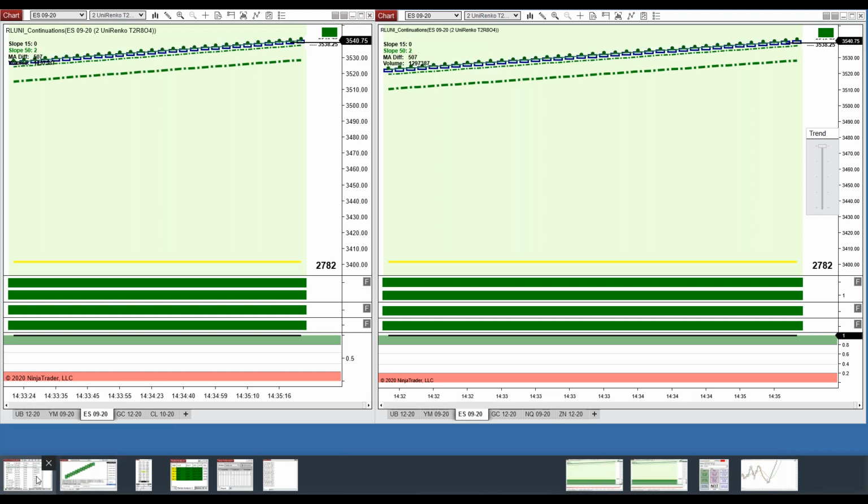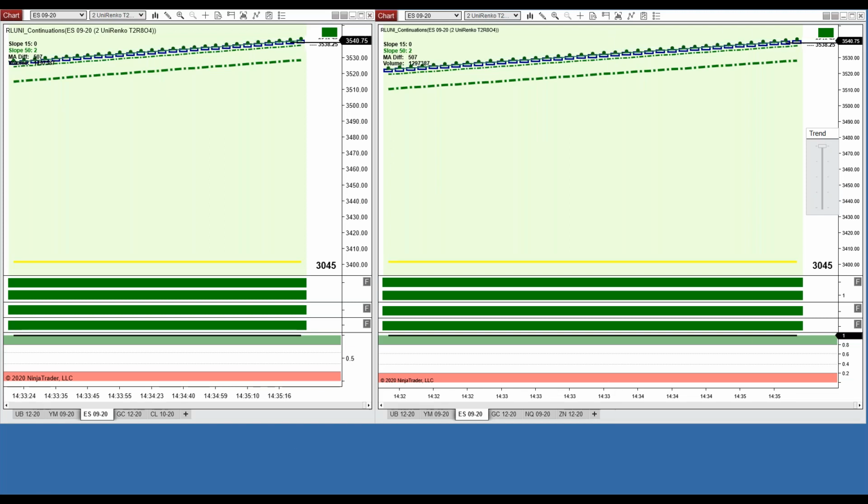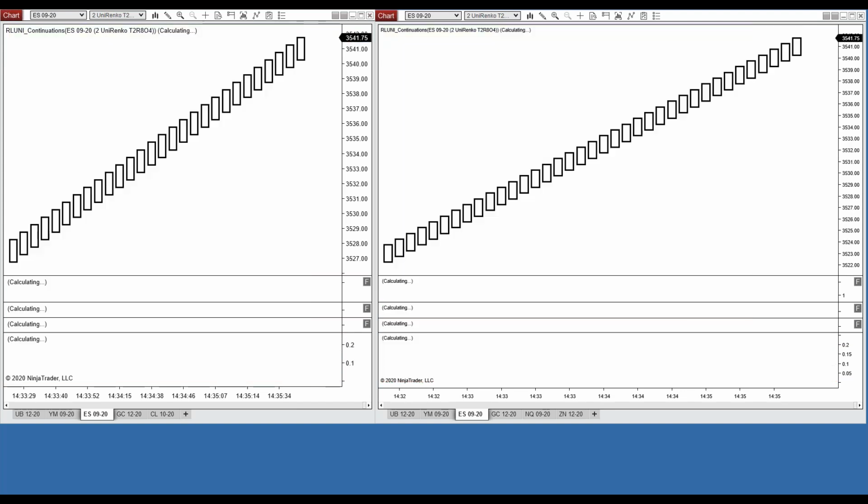Now today, our strategy was up over $1,000 at one point. So I'm just going to change the data feed. I'm going to disconnect the SIM, and I'm going to connect the live feed. There we go. It's connecting. It looks good. Looks like the market is going up, but we'll see.